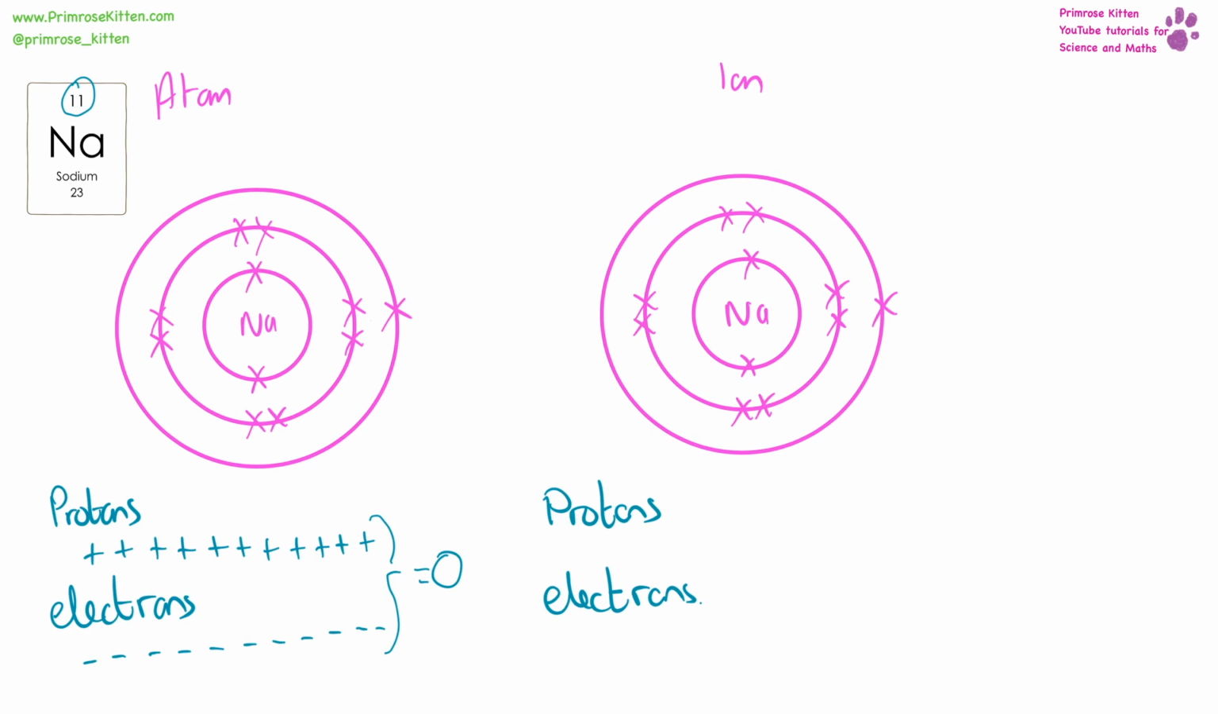However, when sodium makes an ion, this electron here goes away. So it still has the same number of protons. It's still sodium, with 11 protons, but it's lost an electron, so it has 10 electrons. So it has one more proton than it has an electron, meaning this is going to have an overall positive charge.